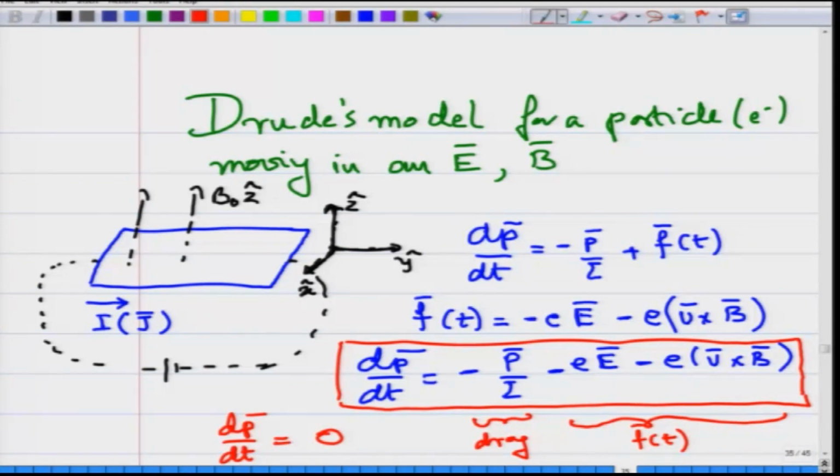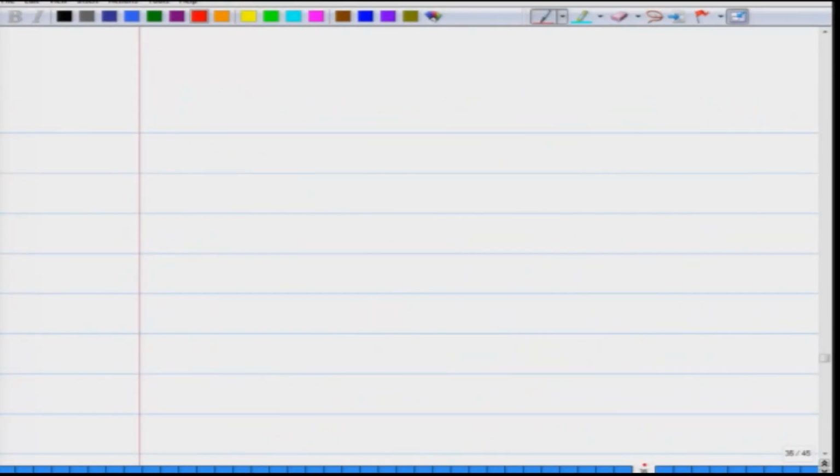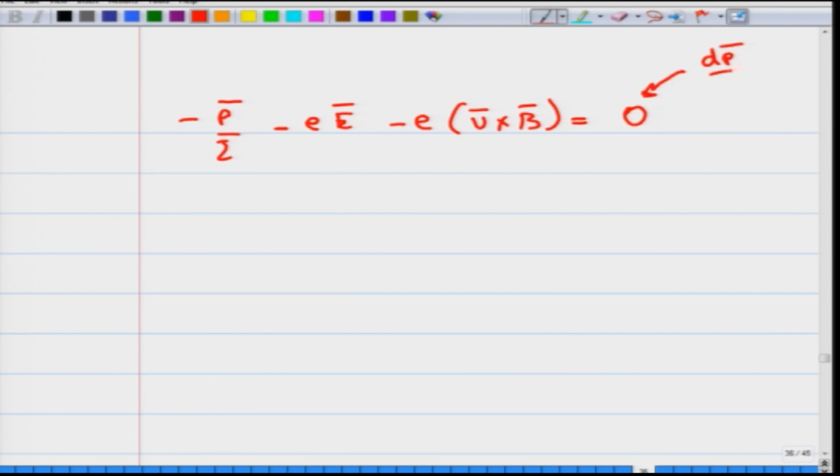So, let us put this now, that minus p by tau minus E times the electric field minus E times V bar cross B bar is equal to 0. And this is coming because we are looking for solutions of the form dp by dt is equal to 0. Okay. So, now let us work out this expression.